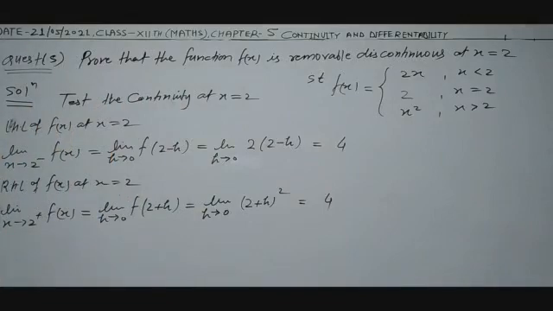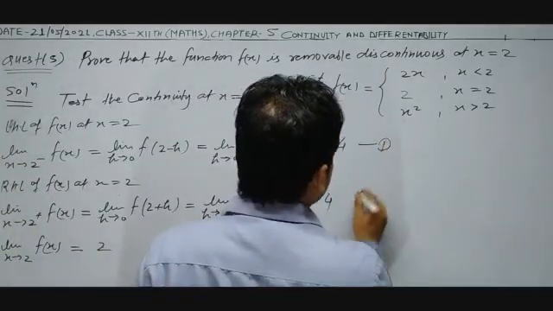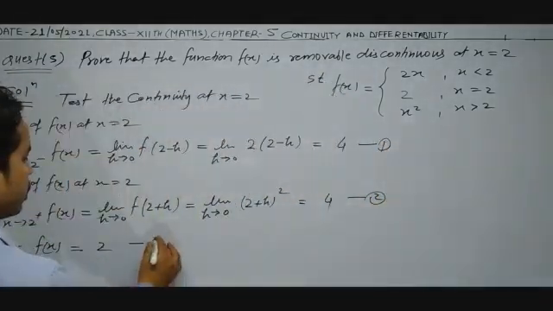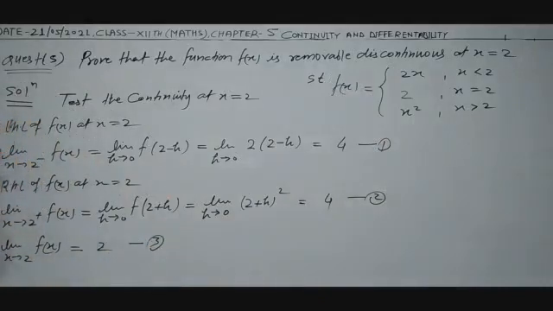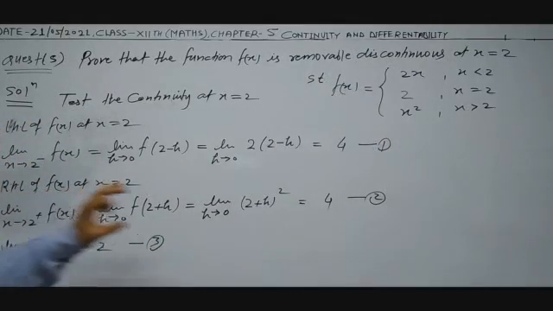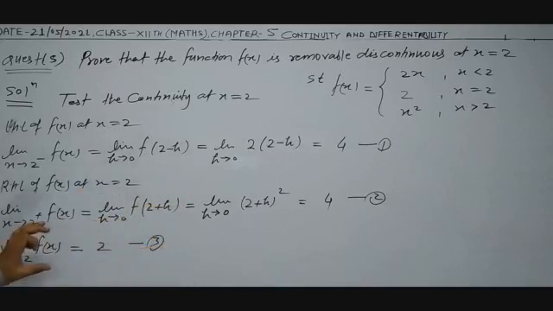Third is f(2). Limit x tends to 2 f(x) is equal to, result is 2. So consider equation 1, equation 2 and equation 3. Left hand limit of the function is equal to right hand limit of the function, which is not equal to the value of the function at the given point. So this function is discontinuous, not continuous, and discontinuous of which type?